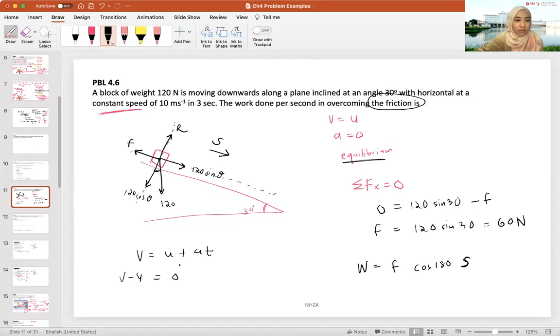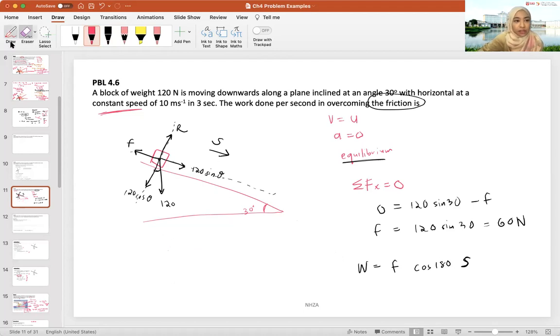Wait, what other equation? We want to find S. V squared equals U squared plus 2AS. Okay, let's see. V squared equals U squared plus 2AS. A is 0. V equals U. Doesn't really solve S. What else?